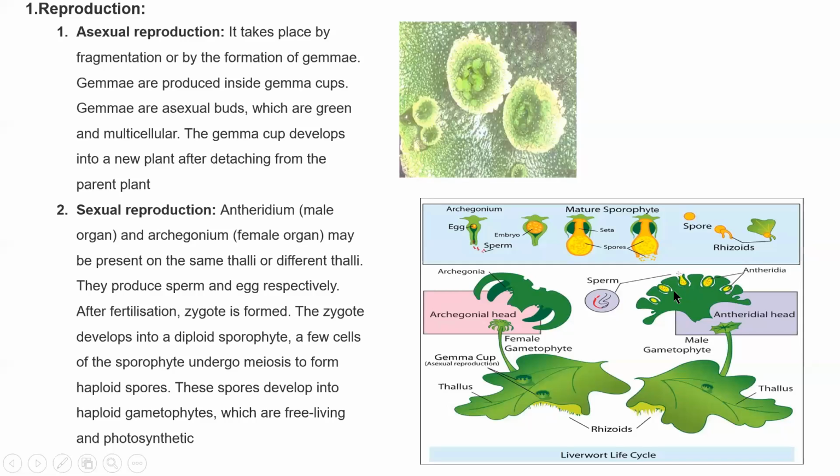I was discussing this also in the previous class when I was talking about the general characters of Bryophyta. You have a flask shaped antheridium. Inside, the protoplast will divide into a number of androcytes, and each androcyte will give rise to antherozoids, which are called the sperms.